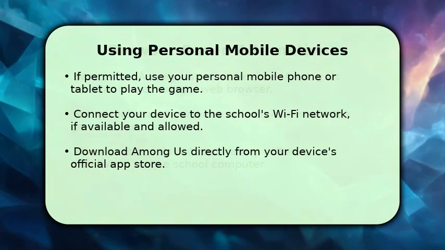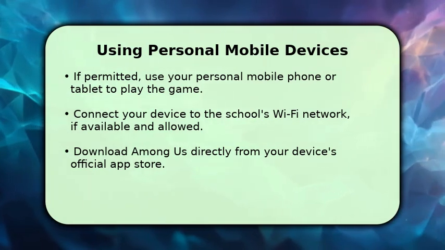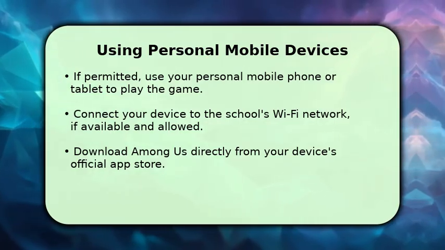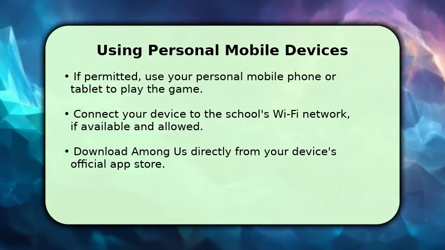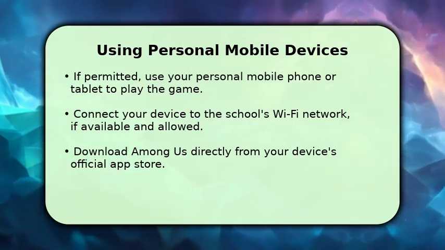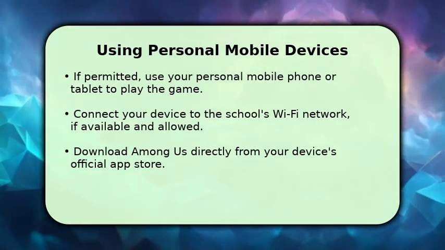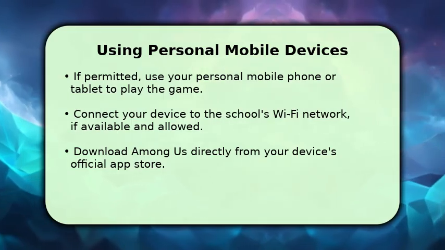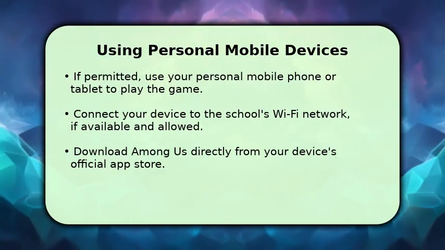system. Another viable option, if your school allows personal devices, is to use your own mobile phone or tablet. You can connect your personal device to the school's Wi-Fi network, assuming it's accessible and permitted for student use. Once connected, simply open your device's official app store, like the Apple App Store or Google Play Store, and download Among Us directly. This way, you're playing on your own device, bypassing school computer restrictions entirely.